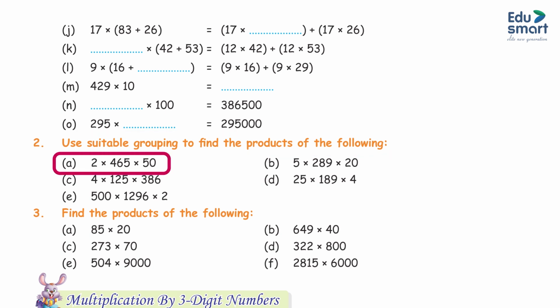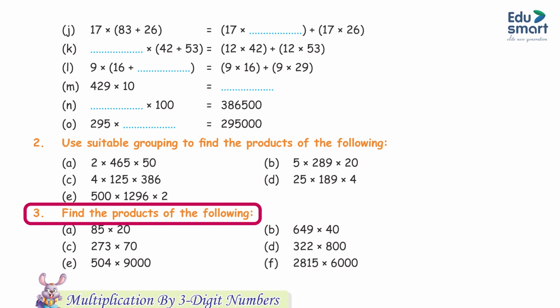A. 2 into 465 into 50. Answer 46,500. B. 5 into 289 into 20. Answer 28,900. C. 4 into 125 into 386. Answer 1,93,000. D. 25 into 189 into 4. 18,900. E. 500 into 1296 into 2. Answer 1,296,000. Question 3. Find the products of the following.